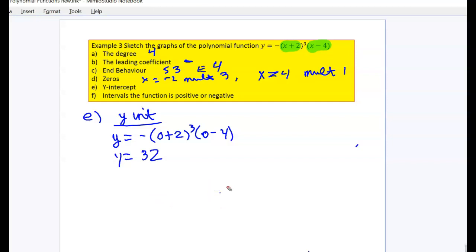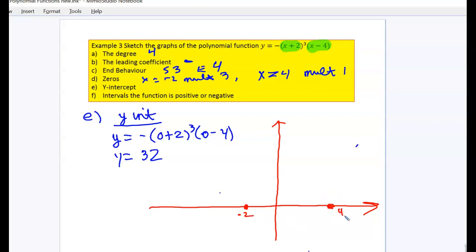Okay? So for part F, to find where the intervals are positive and negative, we'll deal with that after we draw the picture. So let's draw our picture. And again, this is just a rough sketch. So on our sketch, we know that I have a zero at negative 2. I know that I have a zero at 4. And I know I have a y-intercept at 32.